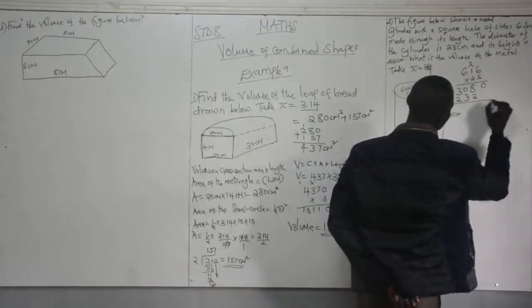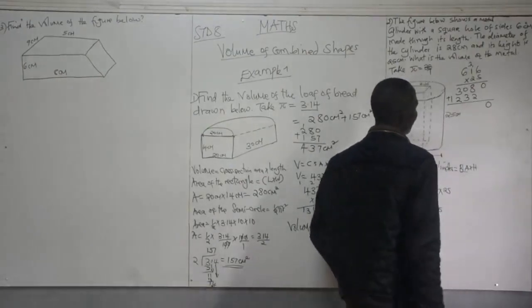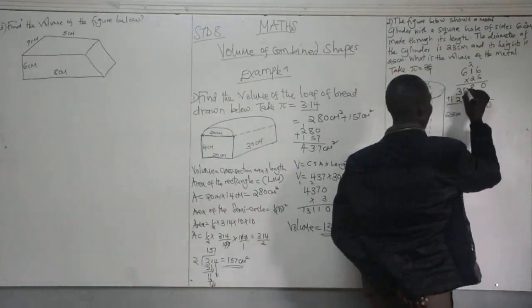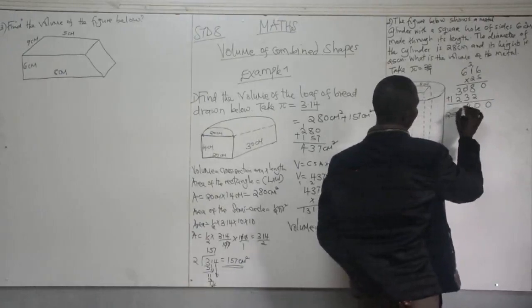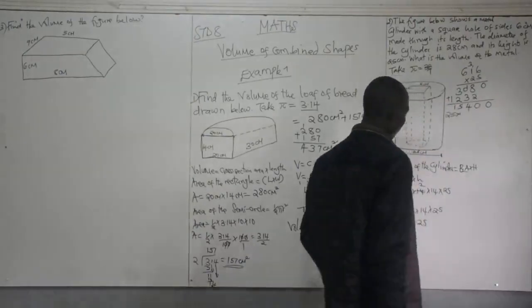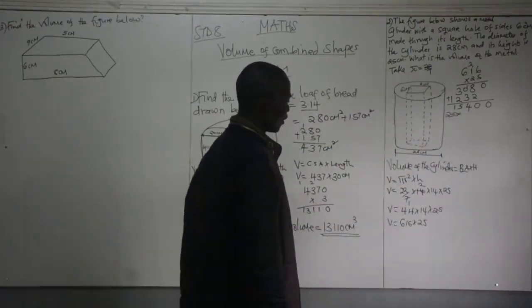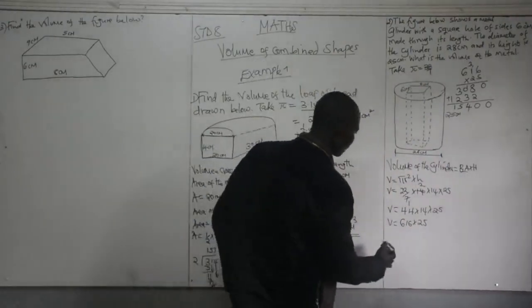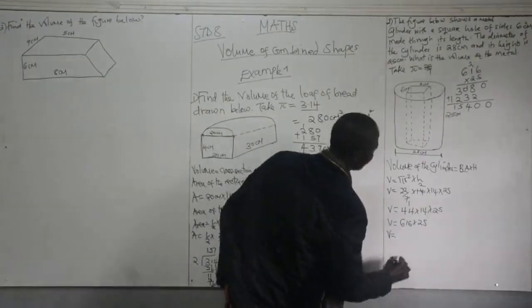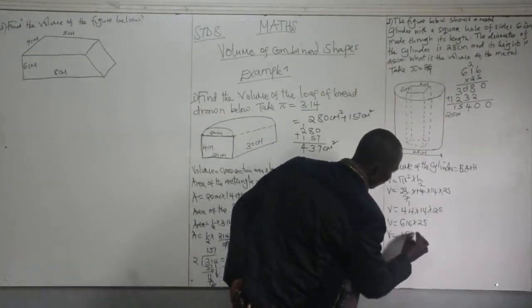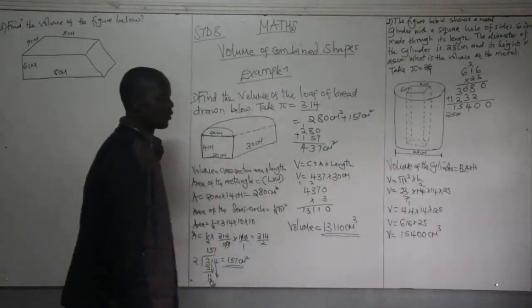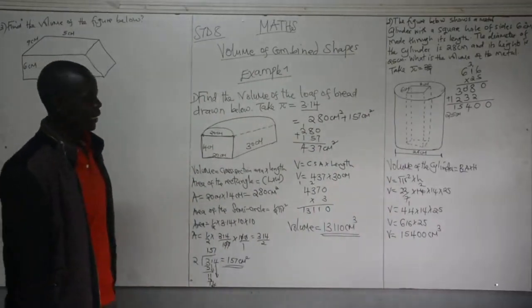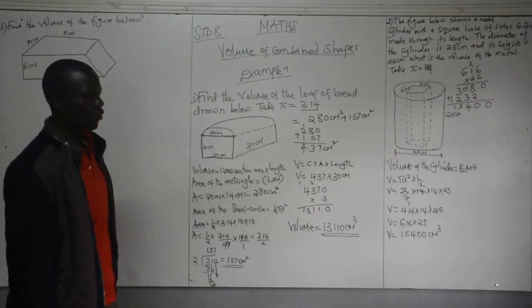The last step is addition. This is a 0. 8 plus 2 gives us 10. Again we write a 0, we carry 1. 1 plus 3 is 4. This is 4. 2 plus 3 is 5. Then this is 1. So this gives us the volume of 15,400 cubic centimeters. It gives us the volume of the cylinder as 15,400 cubic centimeters.